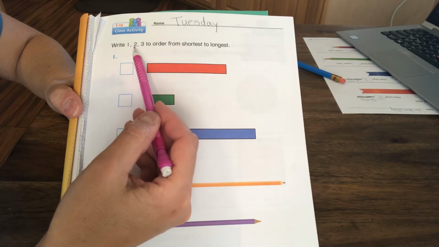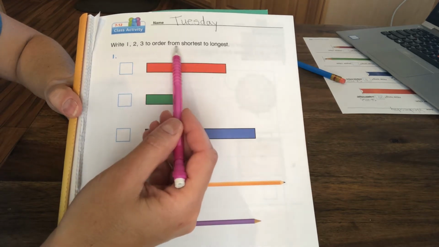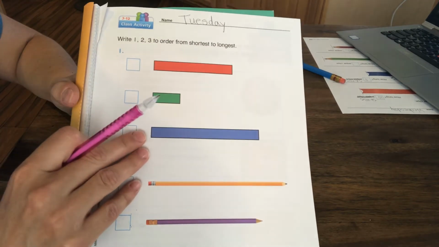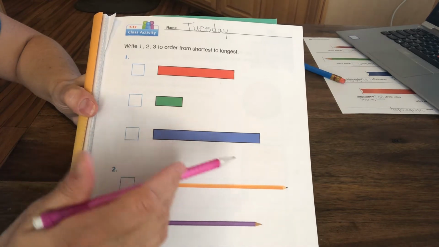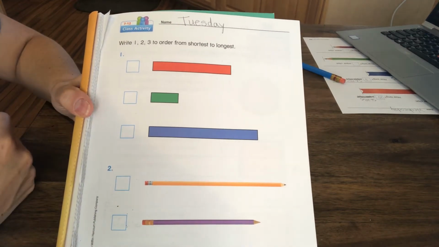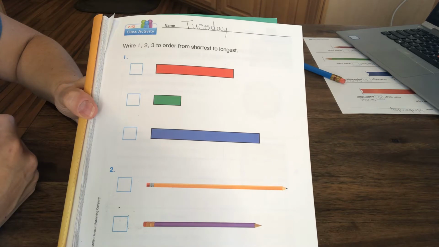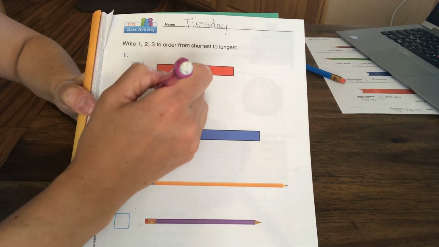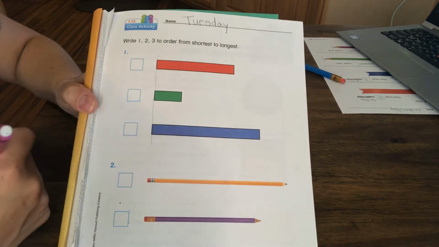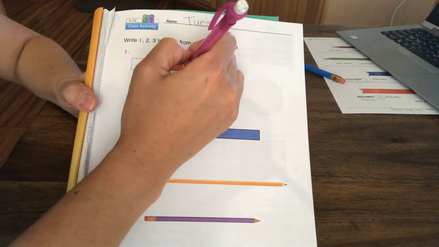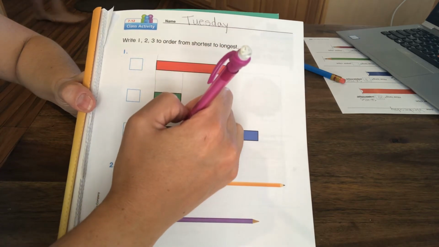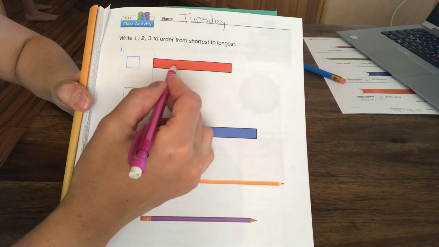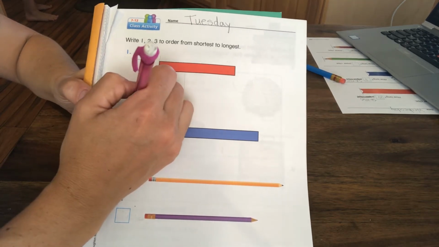It says write 1, 2, 3 to order from shortest to longest. So because they want me to write 1 starting with the shortest, I need to look at the one that is shorter than all of the others. So shortest, the most short out of all of these. And this is great because they all start at the same point. So I'm just looking at where they end. So this one ends right here. And so that green rectangle is shorter than the red and the blue. So I'm gonna put a 1 right here.